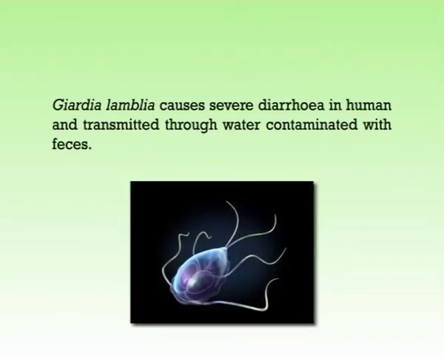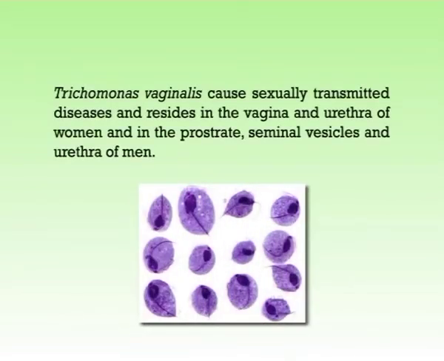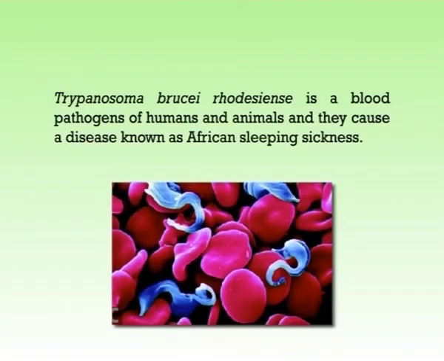Giardia lamblia causes severe diarrhea in humans, and it is transmitted through water that is contaminated with feces. Further, Trichomonas vaginalis causes sexually transmitted disease, and it resides in the vagina and urethra of women and in the prostate, seminal vesicles and urethra of men. Then when we come to Trypanosoma, Trypanosoma brucei rhodesiense is a blood pathogen of humans and animals, and it causes a disease known as African sleeping sickness.